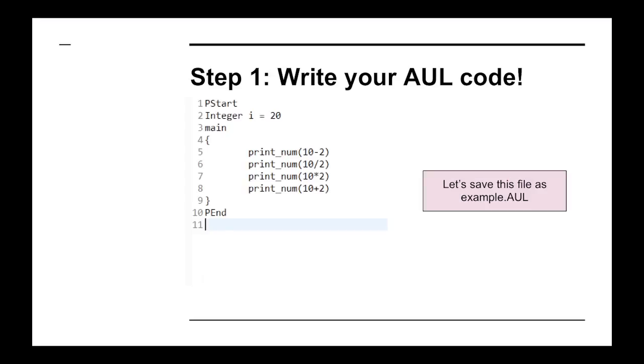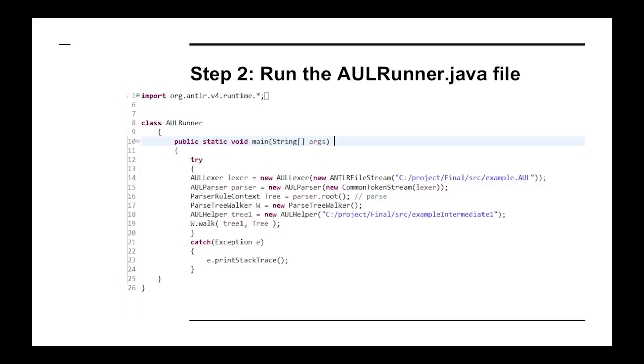The first step is to create a file written in the OWL language. In this case, this is our calculator file. As you can see, we have our subtraction, division, multiplication, and addition. Let's go ahead and save this as example.aul. Next, we're going to run the AULRunner.java file. If you're on a Mac, you may need to change the file path for both of these files here in blue. But if you're running a Windows computer, then you'll be fine and you won't need to change anything.